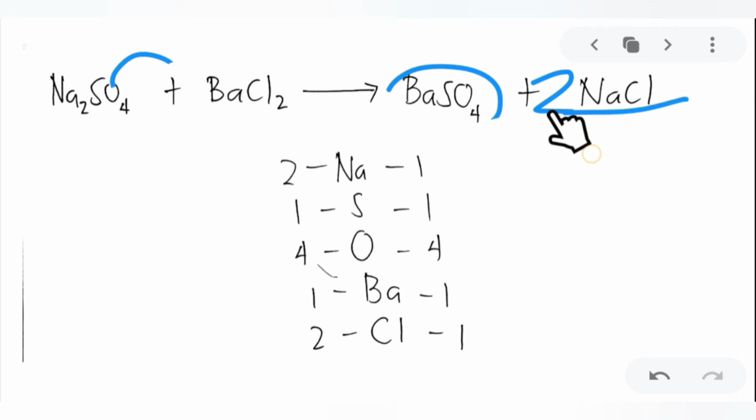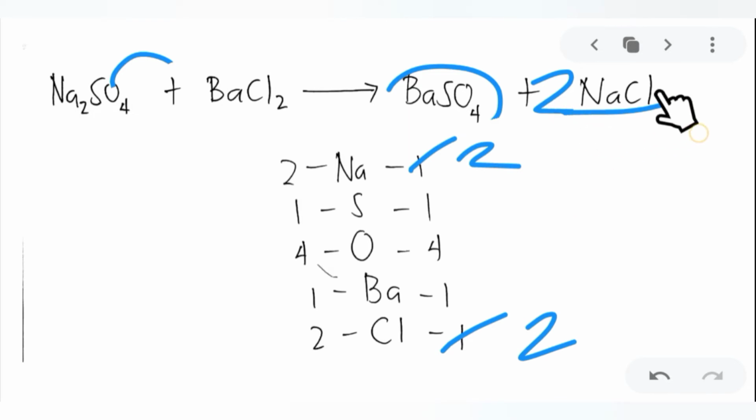We have here now 2 pieces of sodium and then 2 pieces of chlorine. That is 2 times 1 here. So that is 2. So as you can see, they all have the same values already. So therefore, this equation is already balanced.